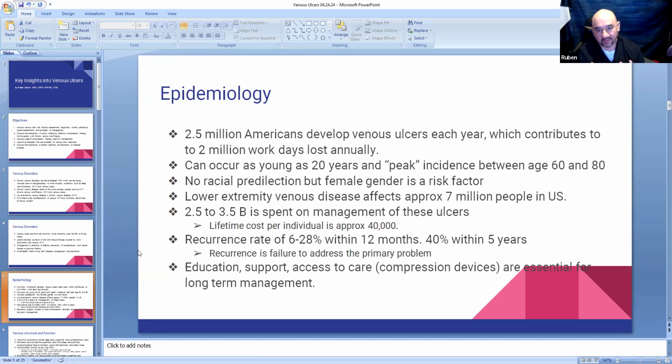And that's really what ends up happening, is the patient is not compliant with their therapy and re-ulcerates, or they might hurt themselves, like bump their leg on something. Education, social support, access to care, those are essential for long-term management.